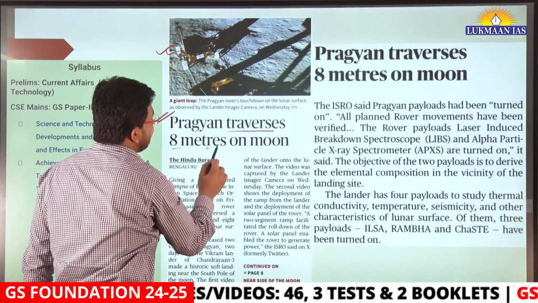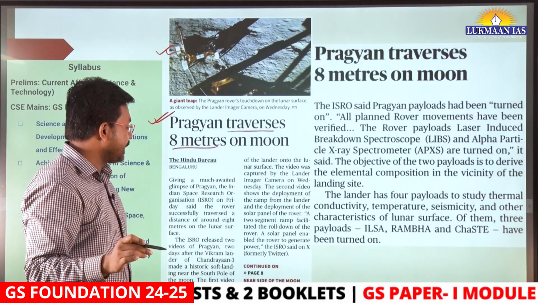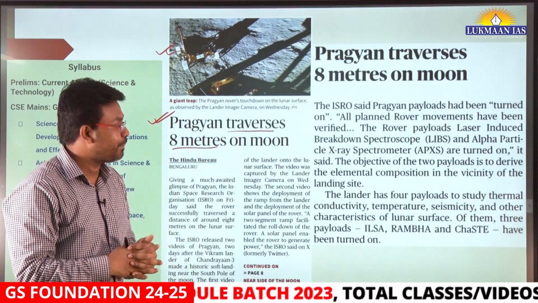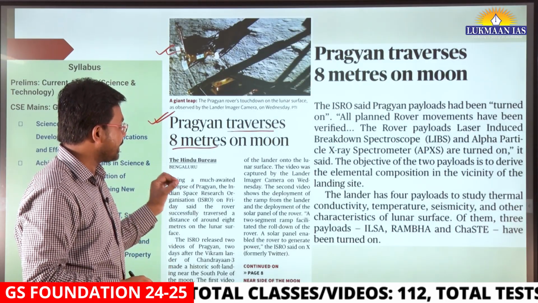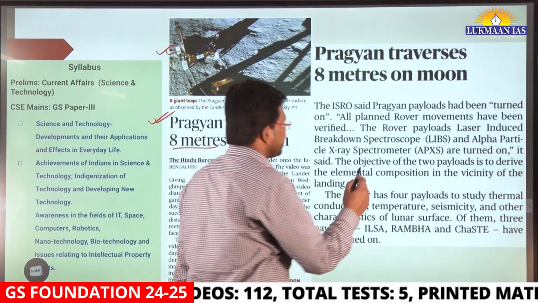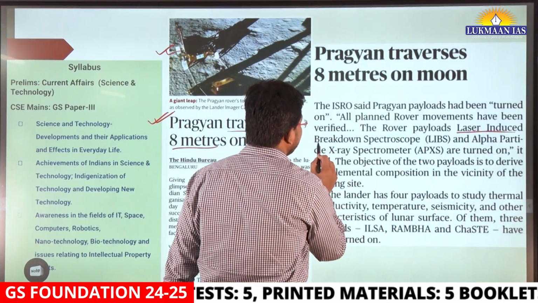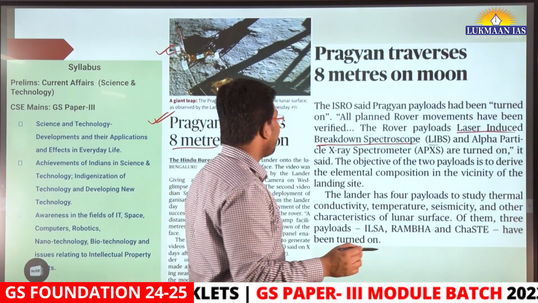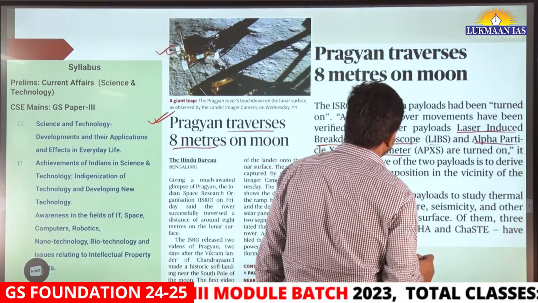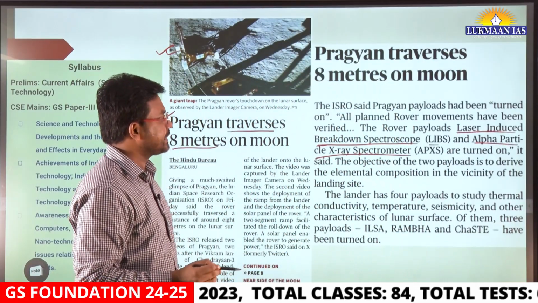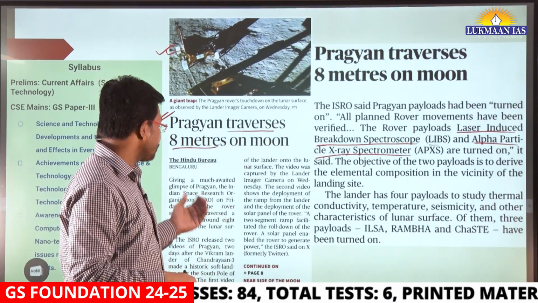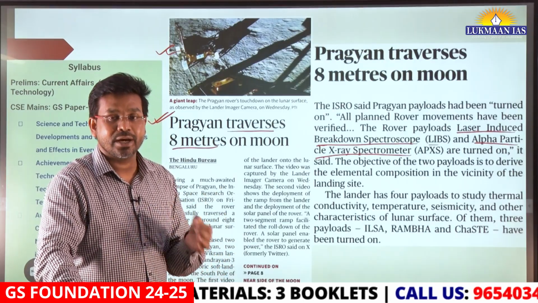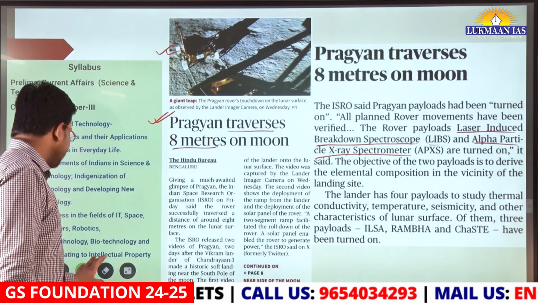So it has traveled 8 meters on the surface of the moon. ISRO has shared this particular detail, and ISRO has also talked about those components that have been made to operate on the surface of the moon. These components are mentioned: the rover payloads like the laser induced breakdown spectroscope, in short known as LIBS. Then we have the alpha particle X-ray spectrometer, known as APXS. They are turned on. Most of the payloads on the lander module and rover module have been turned on, and they have started giving data back to us.